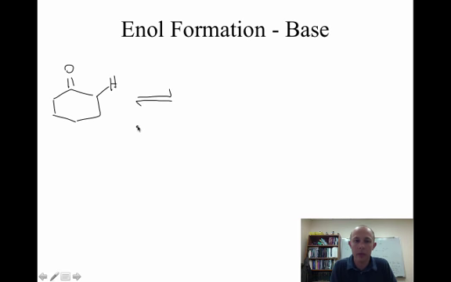What about under basic conditions? How would we draw the formation of an enol under basic conditions? Well, we start with the same ketone. But now, remember, under basic conditions, hydroxide, in all the mechanisms that we've looked at previously, can act like both a base and a nucleophile, but in the previous reactions, hydroxide immediately attacks this carbon as a nucleophile. Instead, the first step is going to be deprotonation of the alpha carbon to generate what is called an enolate ion.